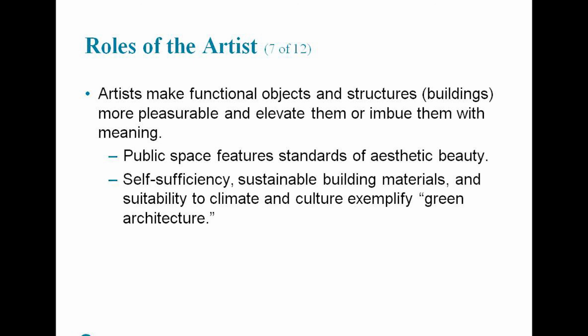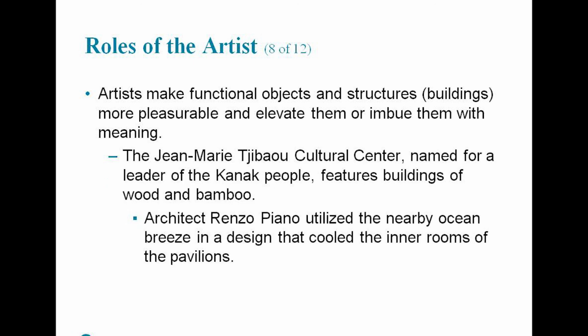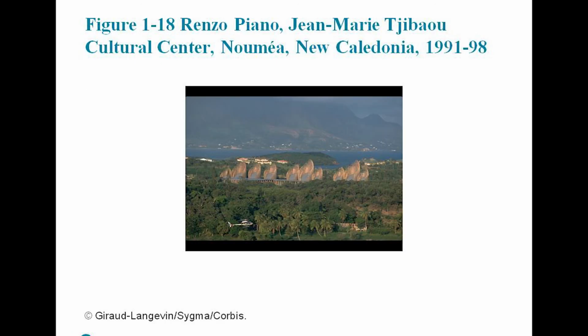Roles of the artist. Artists make functional objects, public space features, standards of aesthetic beauty, self-sufficiency, sustainable building material, and suitability to climate and culture, exemplify green architecture. Artists make functional objects. Yeah. So this is just architecture that lends itself to the messaging of green world. It's kind of made to look like bamboo, and you guys can read about it in your book.